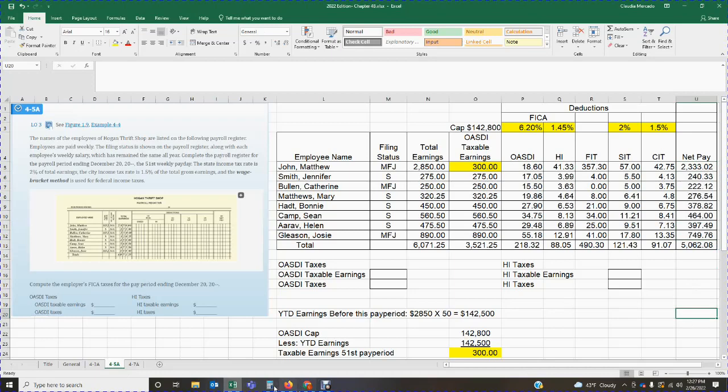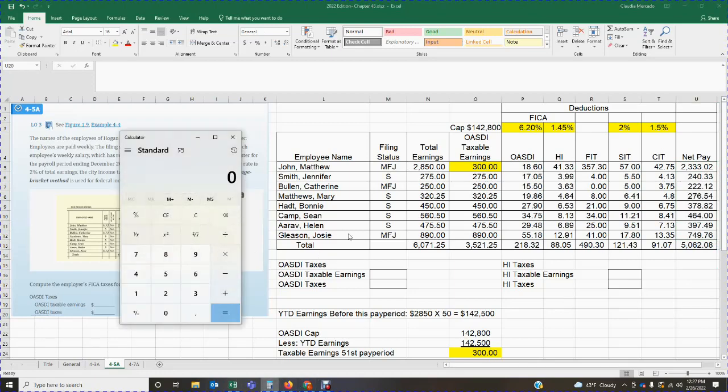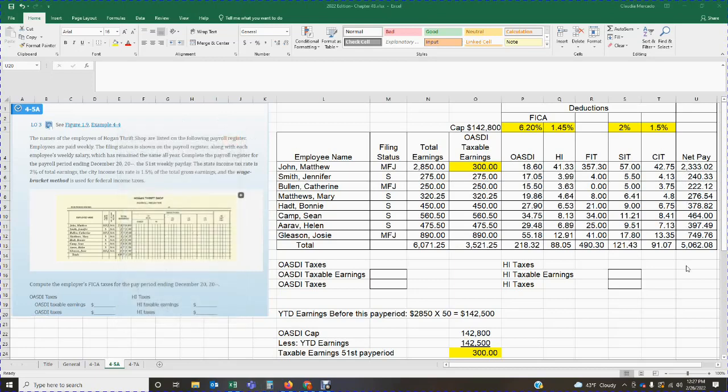Okay. So this is the same thing as if you were doing it in the calculator. Let's do it for Josie. Josie makes $890. We're going to subtract $55.18 for OASDI, $12.91 for HI, $41 for federal income tax, $17.80 for state income tax, minus $13.35 for city income tax. That gives me $749.76. So instead of running the risk of entering a number incorrectly in my calculator, I just do the formula within my Excel document.